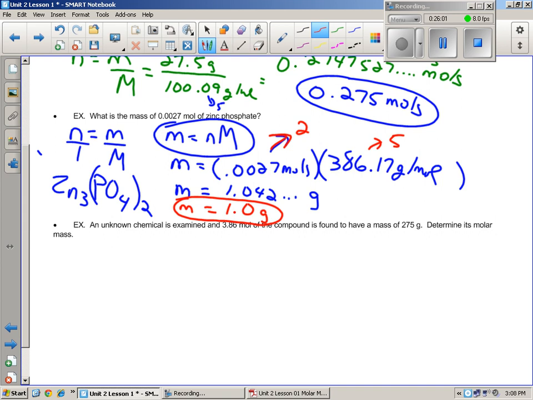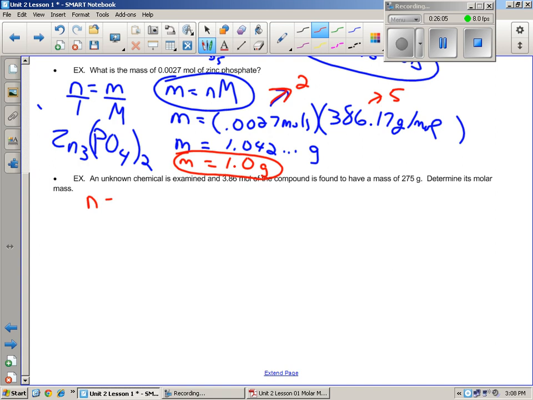All right, so moving on here. And the last one here, last example. It says we have an unknown chemical. It's examined. It's 3.86 moles, is what that says. It should say that on your sheet there. I kind of wrote over it. And it has a mass of 275 grams. What is its molar mass? And molar mass, of course, is big M.